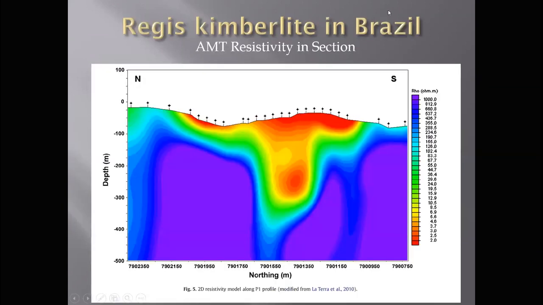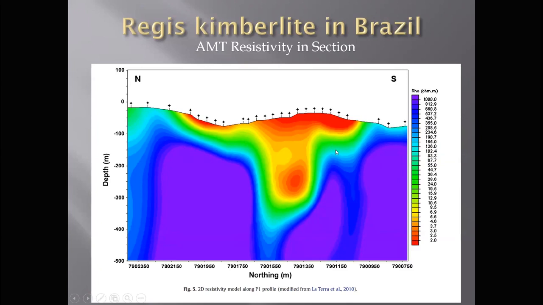Here's an example of the Regis kimberlite in Brazil, where an AMT section is done over the body. It's starting to show us, okay, now what we've done in this case is AMT essentially measures resistivity, not conductivity. So what we need to do is just flip it around. It's the inverse of resistivity. So all we do really in this image is we make the low resistivity values red, the hot colors, and the high resistivity values become the blue colors.